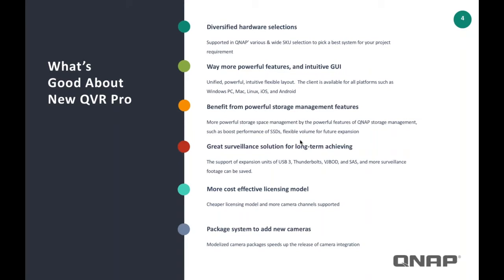And finally, we have a package system for adding new cameras. And this is important because with Surveillance Station, when new cameras come out, in order for them to be added, made compatible, you have to wait for the next version of Surveillance Station. But with QVR Pro, we have a package center, so that when new cameras come out, we can just put the package on the package center. You can download it so that the camera is compatible, and you don't actually have to wait for the next version of QVR Pro. So hopefully we should get cameras compatible more quickly this way.